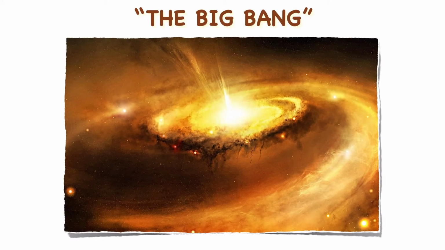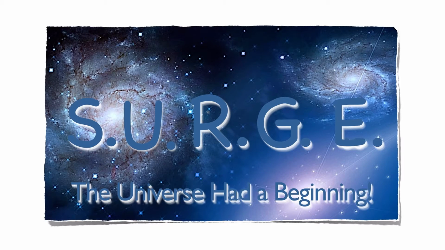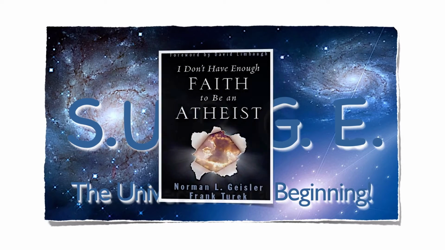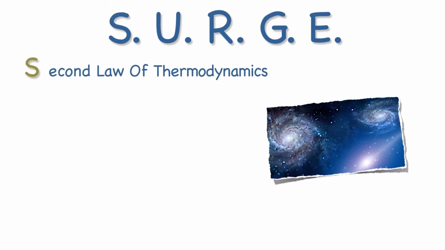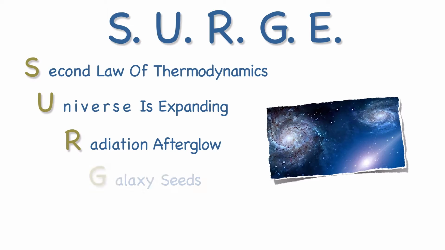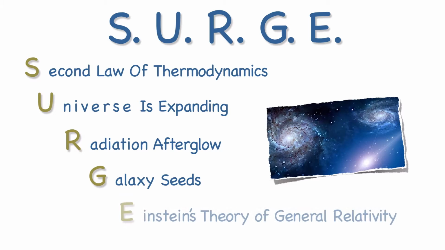In the slides ahead, we're going to be looking at 5 lines of evidence from the Big Bang fireball explosion that proves that the universe did indeed have a beginning. From this, we'll conclude that since the universe had a beginning, it had to have a beginner. The 5 lines of evidence can be remembered by the acronym SURGE, S-U-R-G-E, which Norman Geisler and Frank Turek use in the book. The letter S in SURGE stands for the second law of thermodynamics, U for the universe is expanding, R for radiation afterglow, G for galaxy seeds, and E is for Einstein's theory of general relativity.